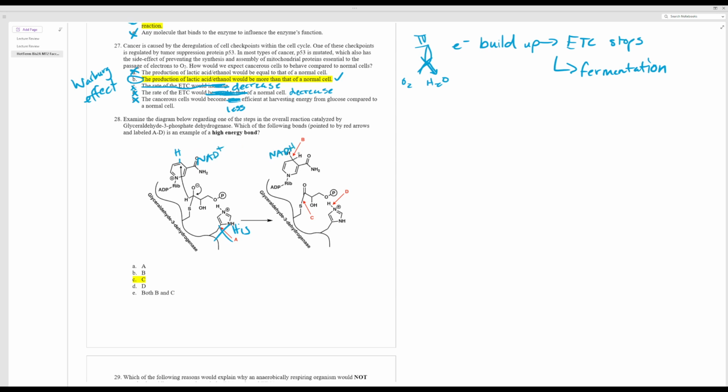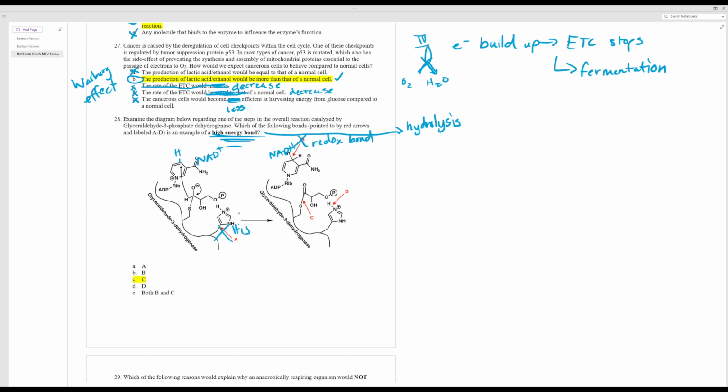So this bond is a redox bond. But this is not a high energy bond. Remember, high energy bonds have to deal with hydrolysis, right? If you hydrolyze them, you get a large release of free energy. That's not the same thing as a redox bond, or a bond that engages in redox reactions. So it's not B.